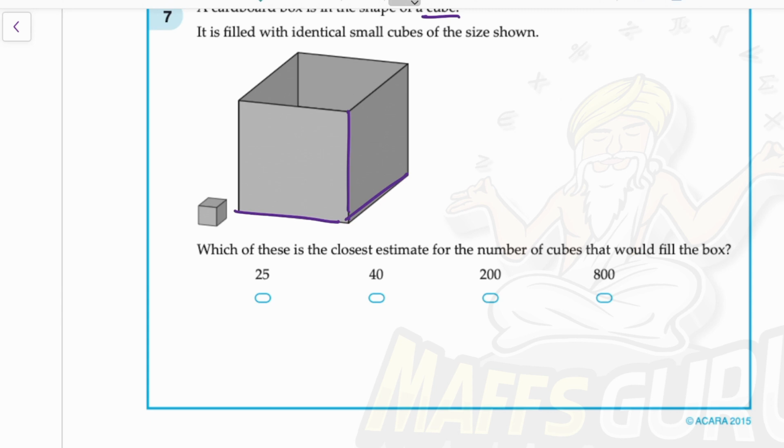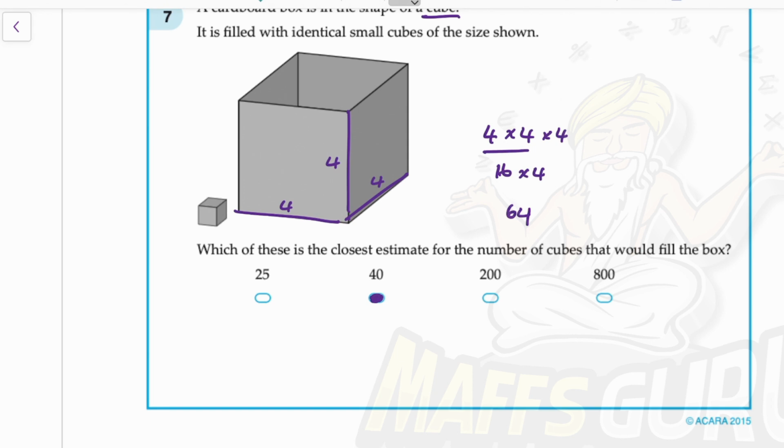So actually, roughly speaking, I reckon I'm going to get 4 cubes across. Now, if that's the case, I'm going to get 4 cubes that way, 4 cubes that way, and 4 cubes that way. So when I do that, 4 times 4 is 16. Times that by 4 gives me 64. And so the closest value of that is 40.